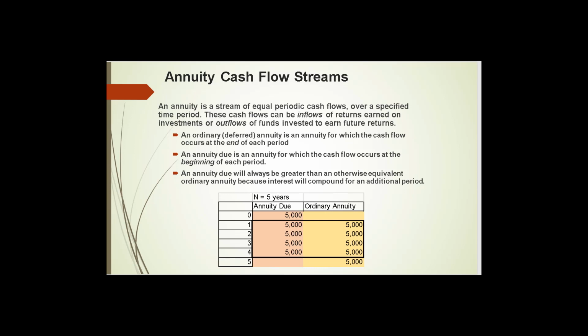An ordinary or a deferred annuity is an annuity in which the cash flow occurs at the end of each period. An annuity due is an annuity for which the cash flow occurs at the beginning. And the annuity due will always have a greater amount in the future than an ordinary annuity because interest is compounded for an additional period. So here we have an annuity due.